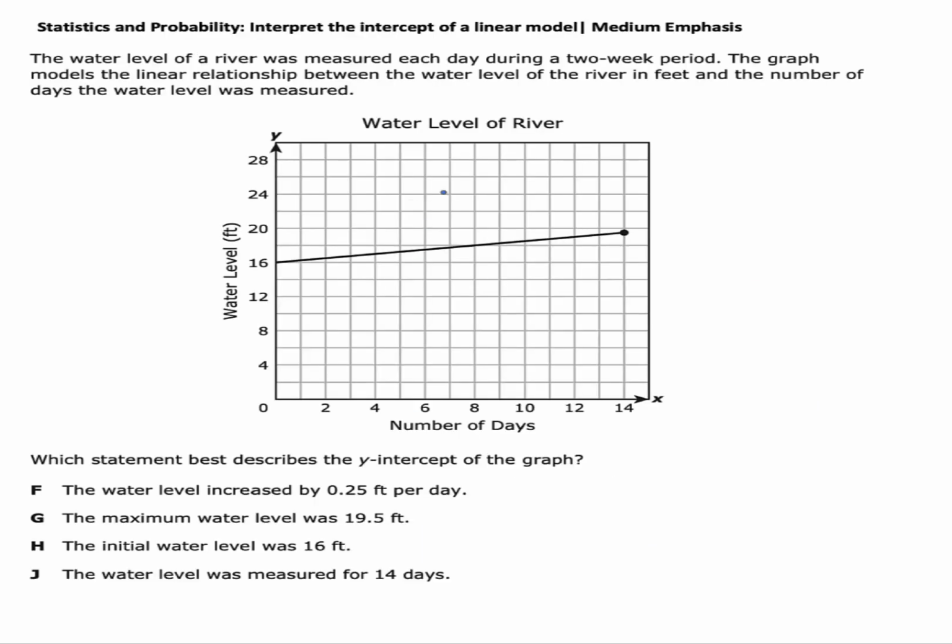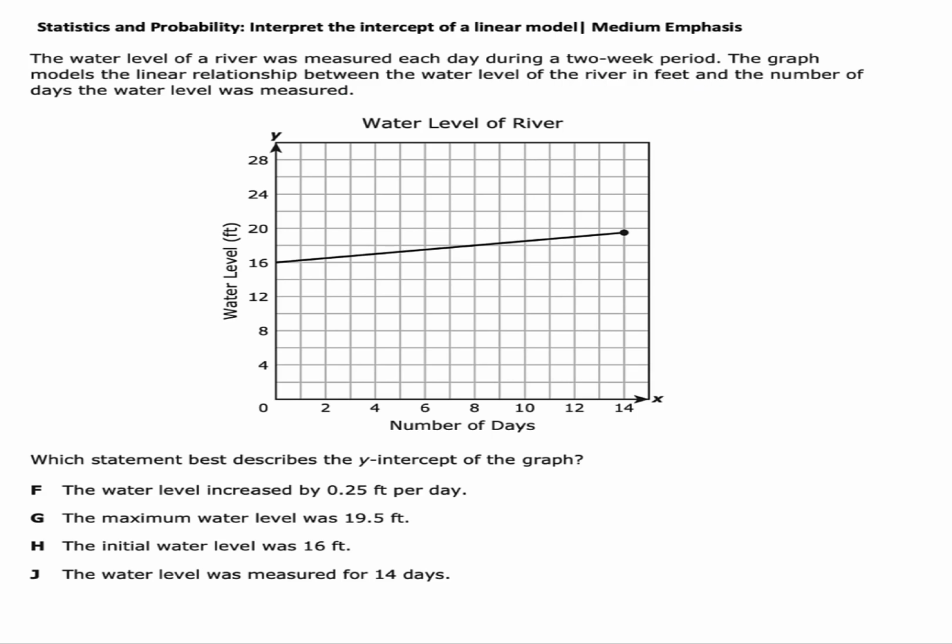Last question, statistics and probability. Now I know this looks weird and you're probably saying, is this really in the statistics and probability section? Well, yeah, it is. And it's considered interpreting the intercept of a linear model. So they give you these linear models and you have to be able to interpret your intercepts, which are your x-intercept, your y-intercept, and also your slope.